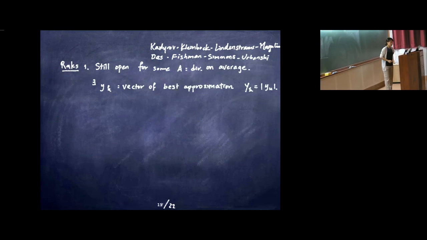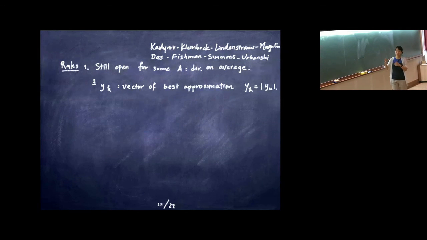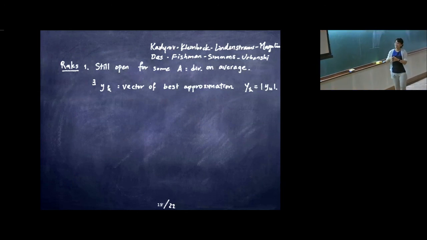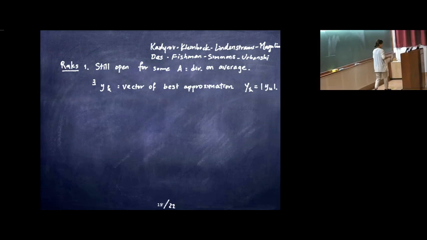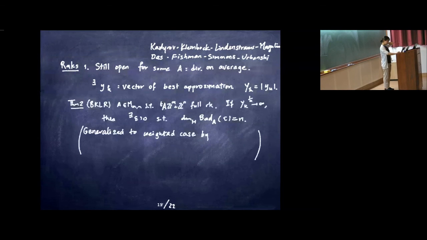And for this, we're going to use a different method. I didn't manage to prove everything yet, but I'd like to tell you what we have. So let's say that yk is a vector of best approximation.